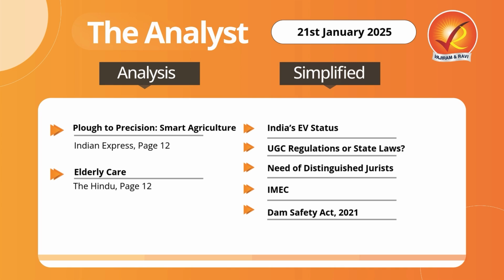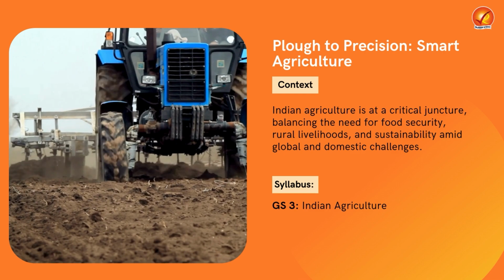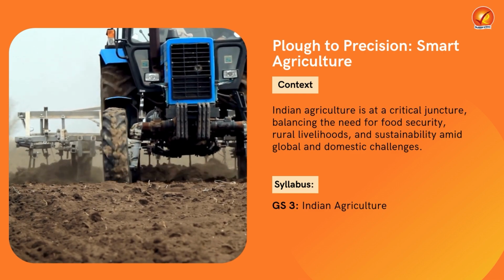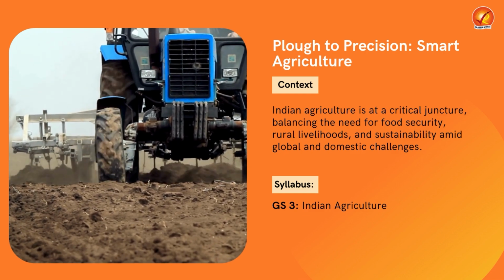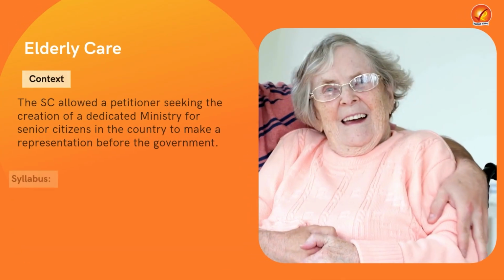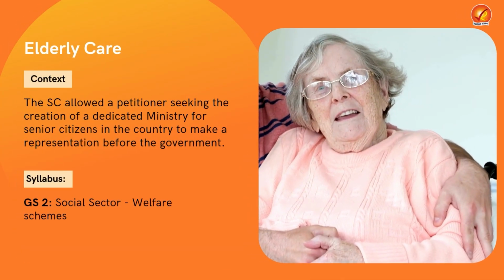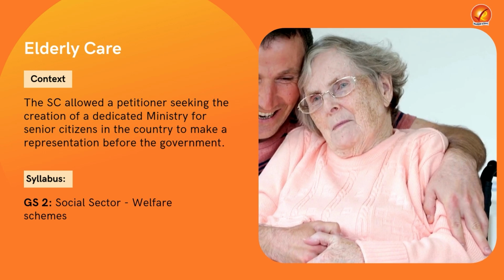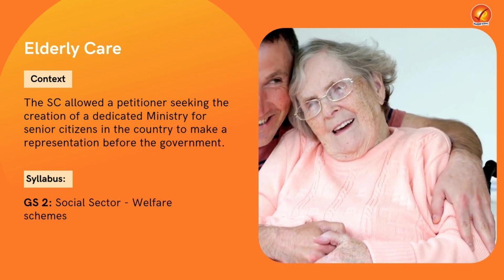We will try to comprehensively analyze 7 articles in 2 different sections. In the analysis part, we'll first have a discussion with respect to the status of Indian agriculture, the associated challenges, and the importance of smart agriculture in addressing those challenges. Then, in the second article, we'll discuss the elderly population in the country and the need of having a comprehensive policy for them.